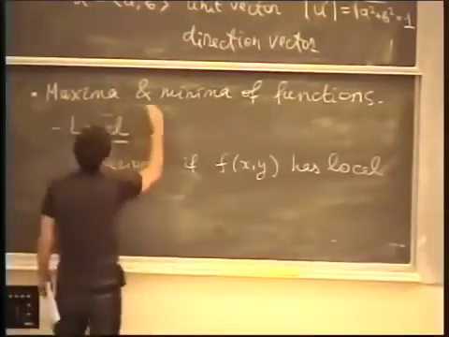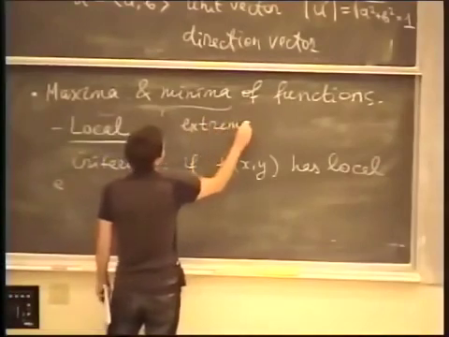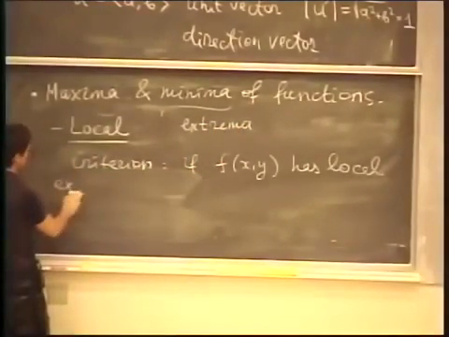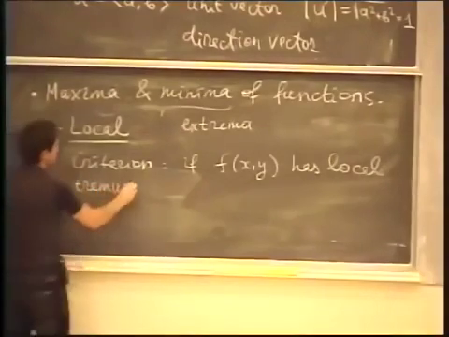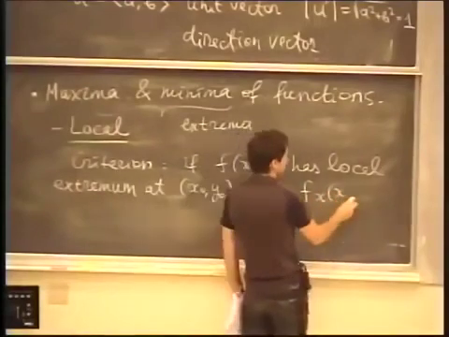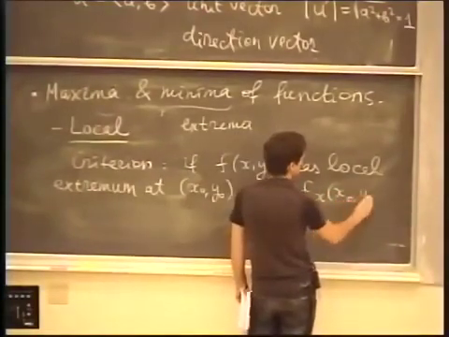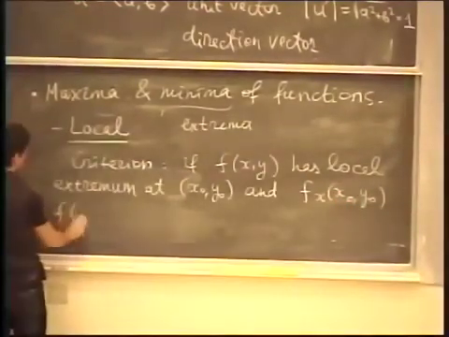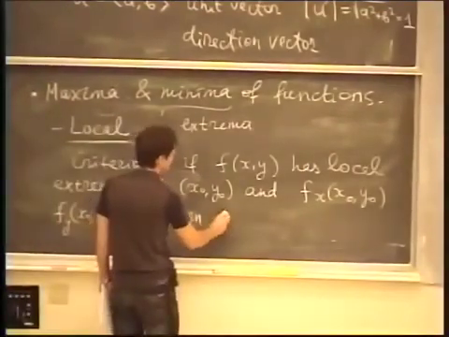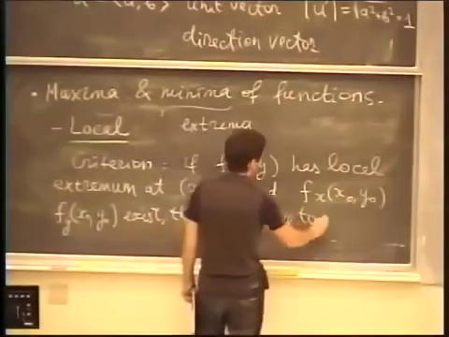Maximum or minimum. So there's a word for this, extremum. Extremum, plural extrema. So let's call it extremum, because otherwise I have to always say maximum, minimum, and so much. So if there is a local extremum at some point x0, y0, and its partial derivatives at this point exist, then they have to be equal to 0.